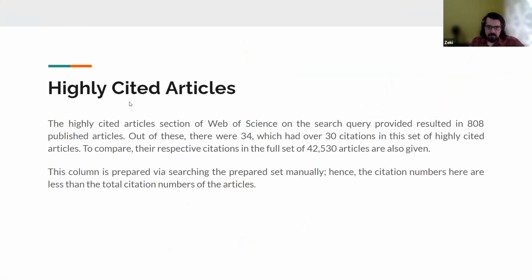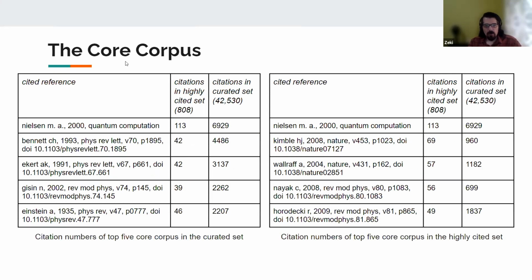And there is this highly cited articles section. Here, using our search query, we found 808 published articles. Out of these, there were 34 which had over 30 citations in the set, meaning that out of these 800 papers, 34 of them were cited more than 30 times in the set. We presented these as a core corpus of the field. By core corpus, I mean the academic works that are most used by others in the literature. For example, you can see that Nielsen and Chuang's book is cited 113 times in this set, and cited 6,900 times in our curated set.